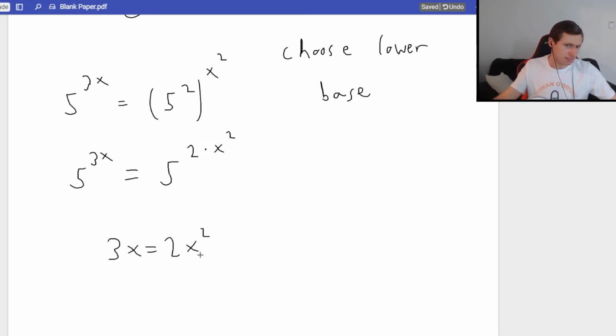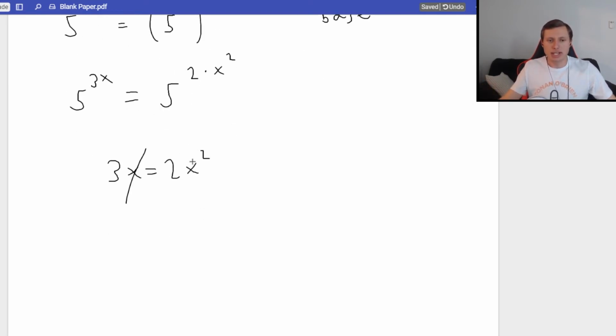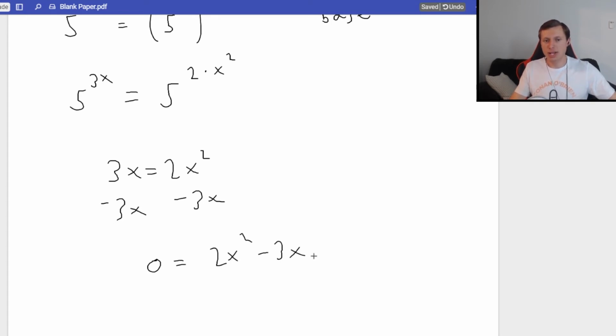Very nice. Now if I want to solve for x, a lot of people have trouble with this part. A lot of people like to cancel out one of the x's here. If you do that, you're losing one of your solutions. So don't do that. Instead, since it's a quadratic, again, x squared, we need to get all the x's on one side, literally everything on one side, and 0 on the other. So I subtract 3x from both sides. I get 0 equals 2x squared minus 3x.